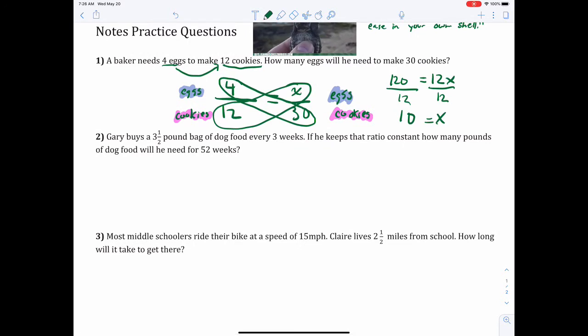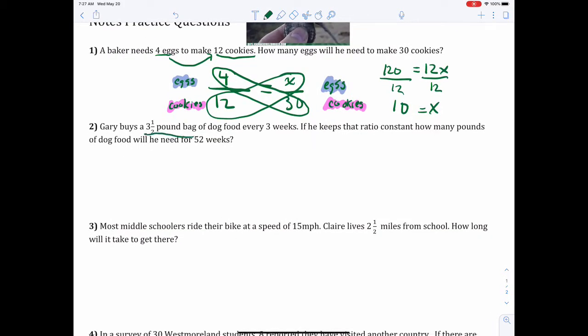Okay. Number 2. Again, we're going to be using that process here. Look for that in this question. Gary buys a 3.5 pound of dog food every 3 weeks, so that's just what it comes in the store, 3.5 pounds. It's just what it is. And he gets that every 3 weeks. If he keeps that ratio constant, how many pounds of dog food will he need for 52 weeks?